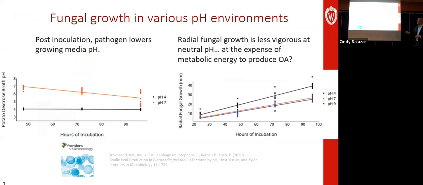And so over here on the left is what Ron did. He grew the fungus at 2 different pHs in a liquid media, PDB, at a pH of 7 and a pH of 4. And if he grew the pathogen at a pH of 4, the pH stayed consistent in the media throughout the entire process. But if he grew it at a pH of 7, over time, the pH decreased. And I don't have the data here, but the production of oxalic acid increased. We could measure more oxalic acid in that medium.